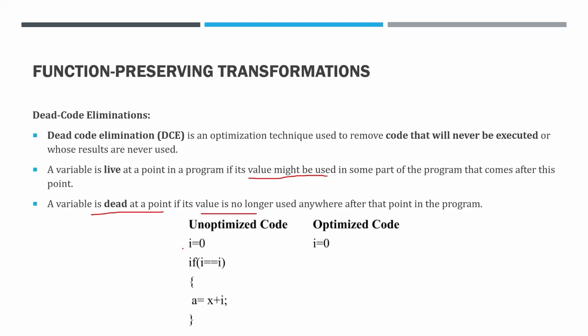When you take this example given here, I is equal to 0. If you check this if statement, if 0 equal to 0, the condition is true. So a equal to x plus I, see here, there is no need to use this part. Why? Because a or x is not being used in any of the rest of the program, so this is not needed. We consider this as dead code, so we can eliminate this and have only I is equal to 0.